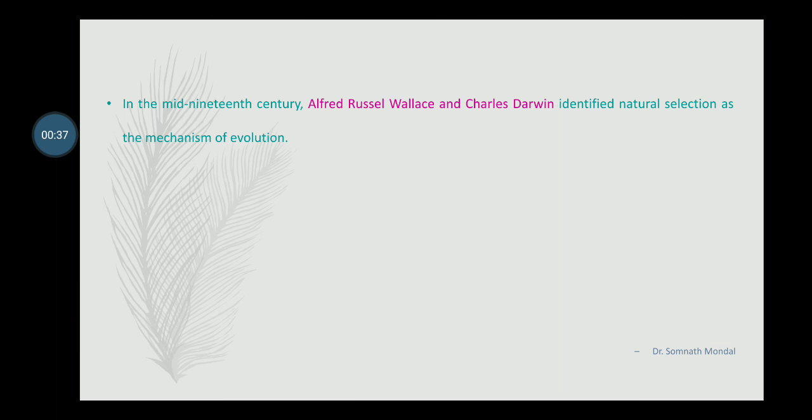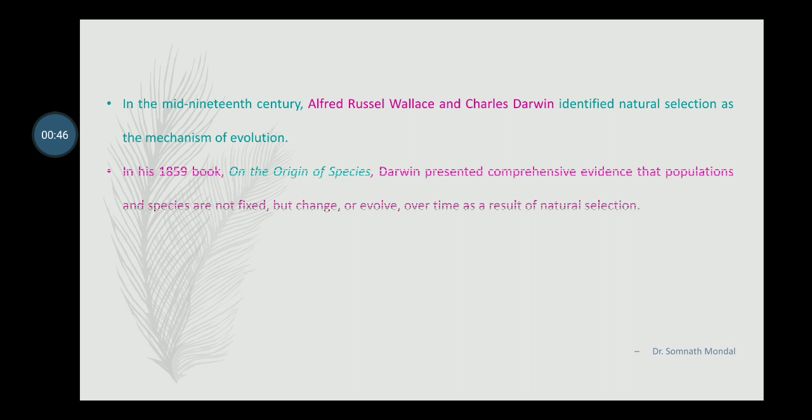In the mid-19th century, Alfred Russel Wallace and Charles Darwin identified natural selection as the mechanism of evolution. In his 1859 book On the Origin of Species, Darwin presented comprehensive evidence that populations and species are not fixed. Rather, they change, they evolve over time as a result of natural selection.